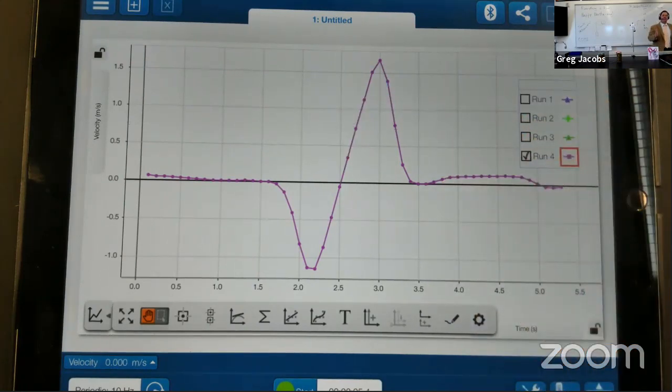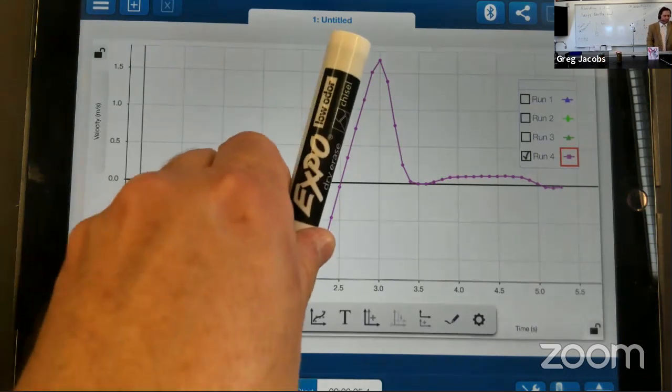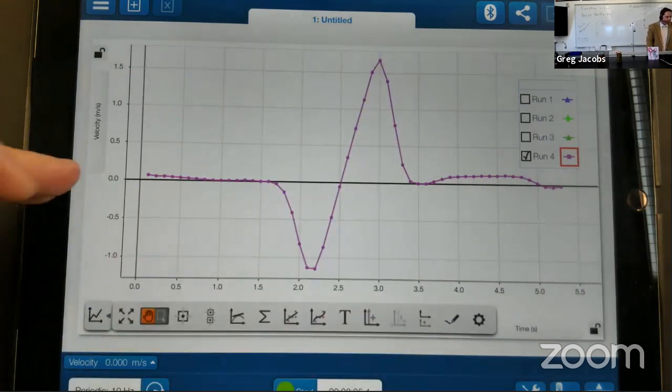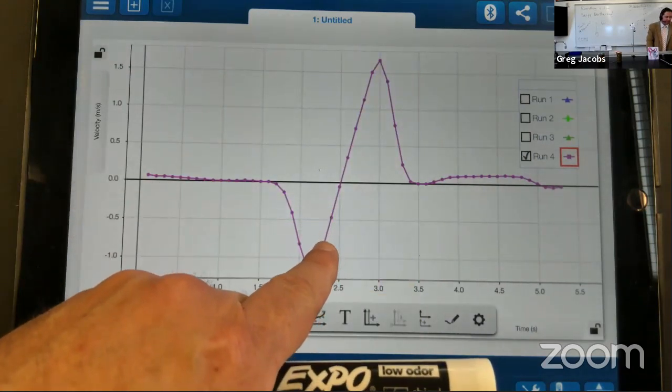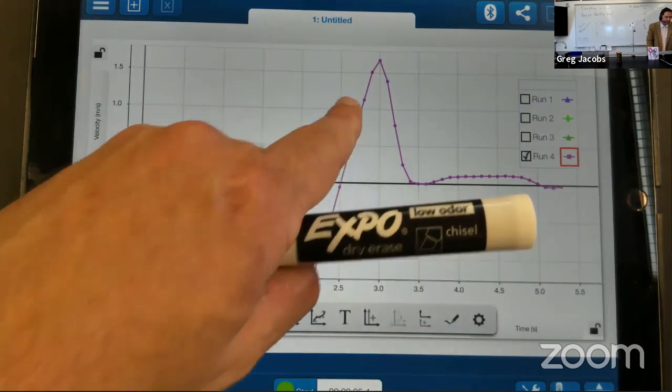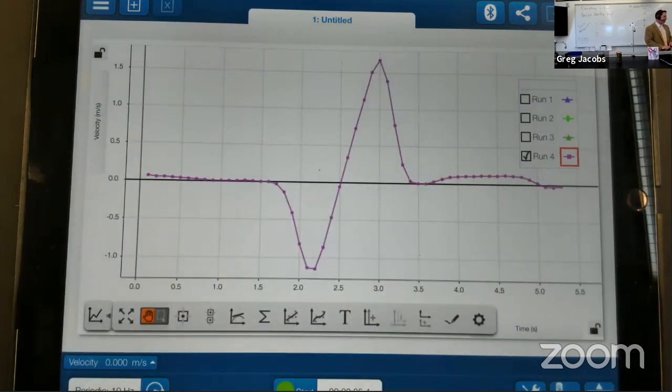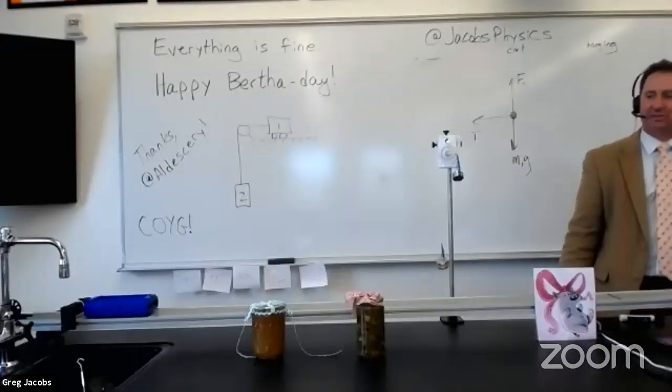That graph has a straight slope, which means the slope of a velocity time graph is acceleration. The acceleration is 4 meters per second everywhere, even when the object was moving to your right and even when the object was moving to your left. Isn't that beautiful? All right, one more problem to do with this setup.